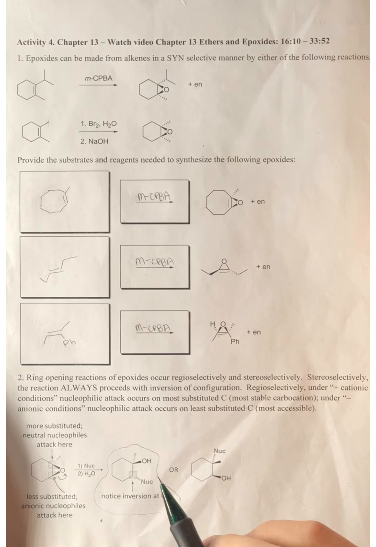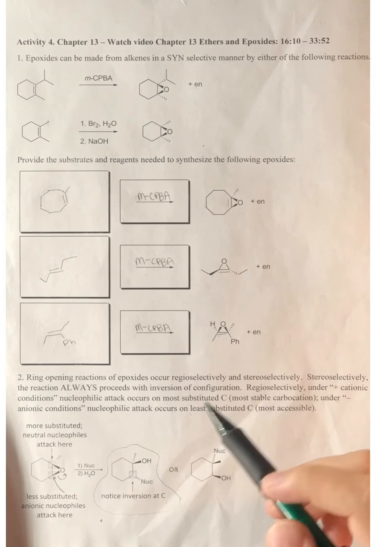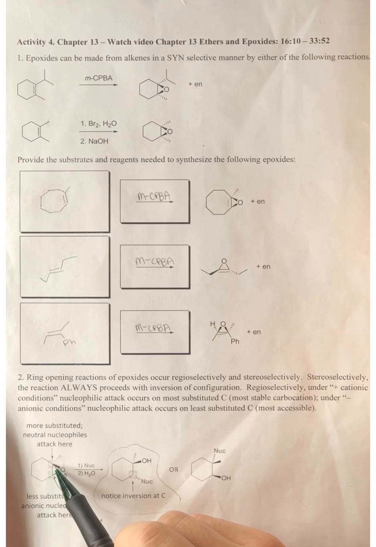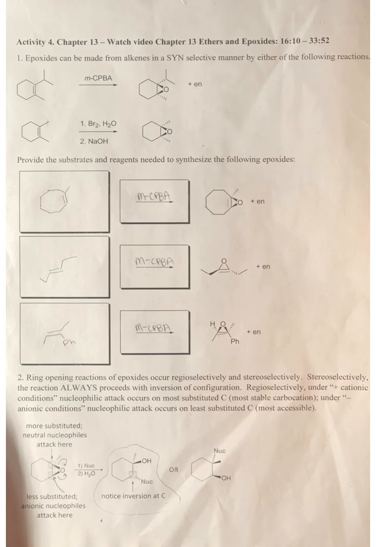Now, when we're under acidic conditions and using neutral nucleophiles, it's going to attack the most substituted carbon. So in that case, it's going to attack this carbon, and this is the bond that will break and be given to the oxygen.